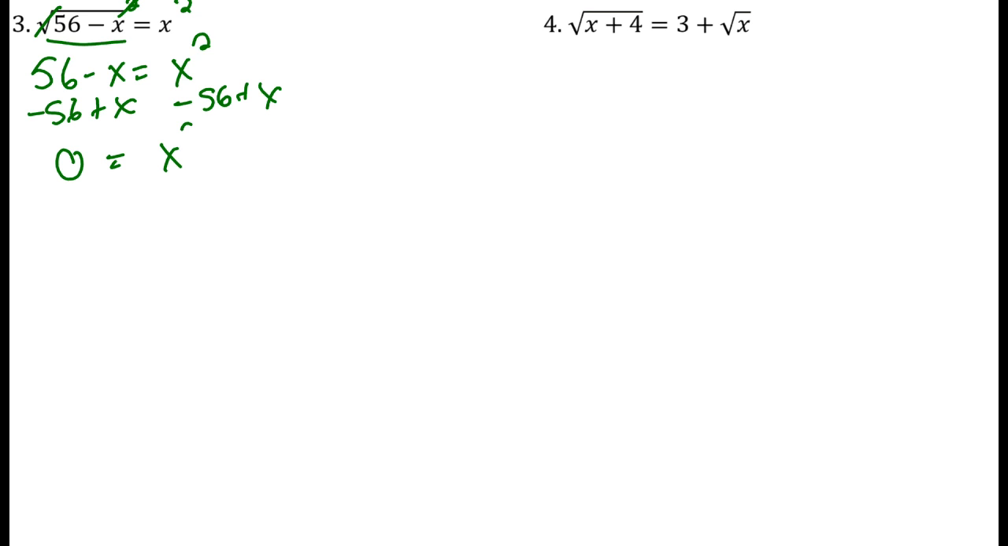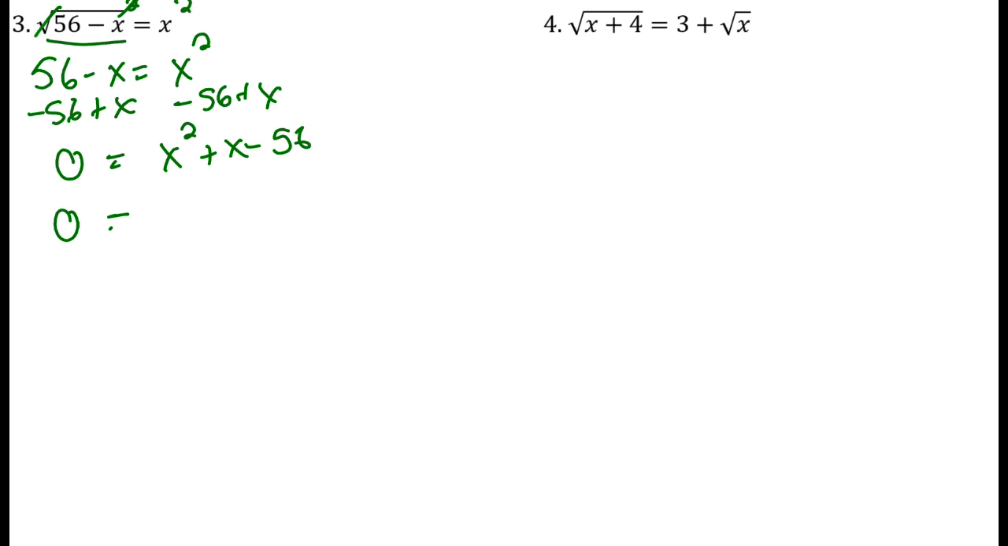So I'm going to square both sides because the radical is already isolated. Squaring and square rooting are kind of inverses, so we get 56 minus x equals x squared. Move those terms over. Minus 56 plus x, minus 56 plus x. And I'm going to write that in standard form.